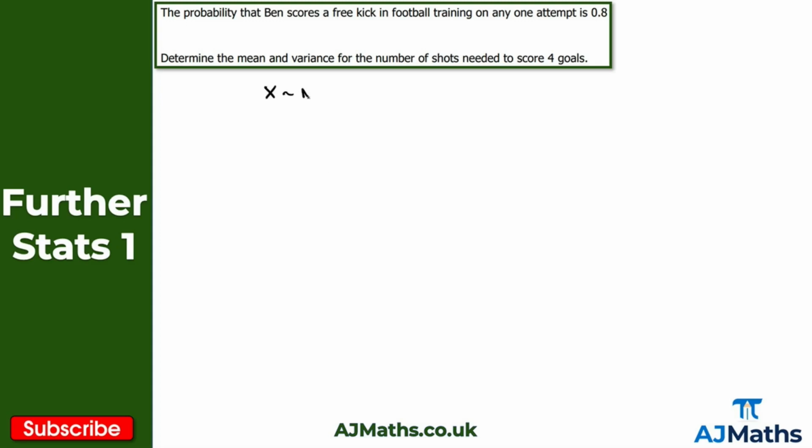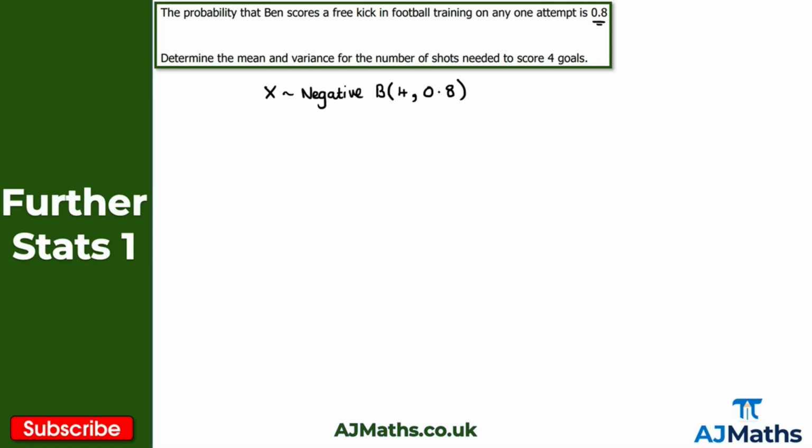So x follows a negative binomial distribution. And what we need now are our parameters. In this case, r would be the condition on which we class that as a success. So if we're looking for the number of shots needed to score 4 goals, our r in this case would simply be 4. So r is equal to 4. My probability, well, that would be 0.8 because we're looking at scoring a free kick, scoring a goal. So p is equal to 0.8. That's the distribution that we're working with for this question.